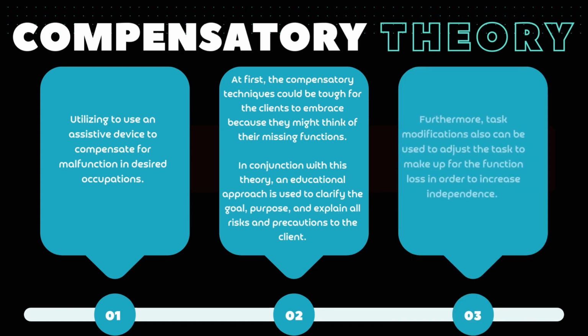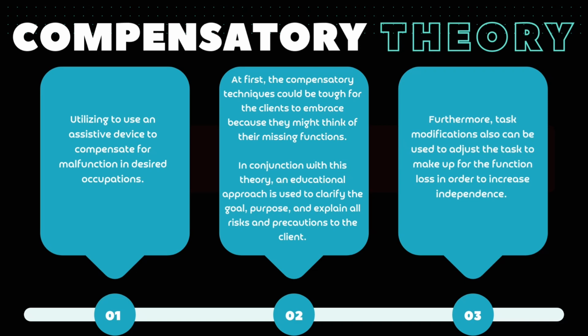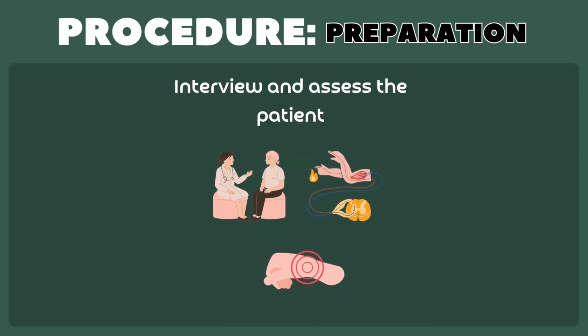Furthermore, task modifications can also be used to adjust the task to make up for the functional loss in order to increase independence. Hence, in order to maximize independence within the limitation of disability, it becomes necessary to compensate for severe impairment. Here is the procedure preparation.